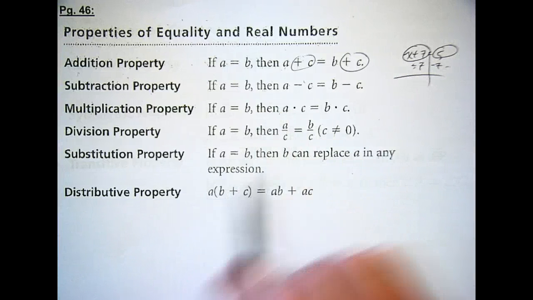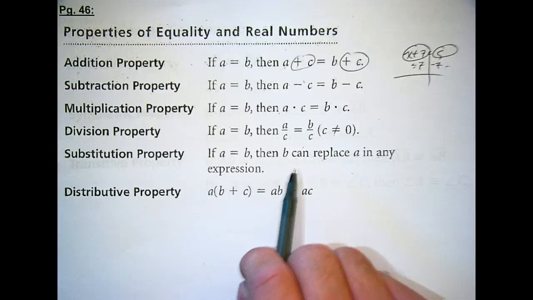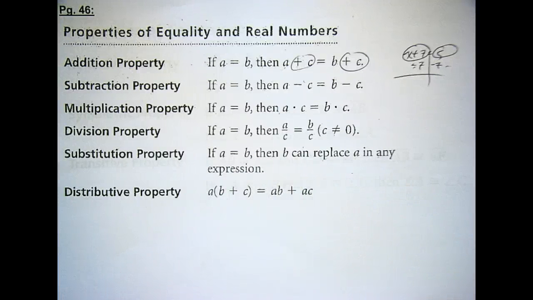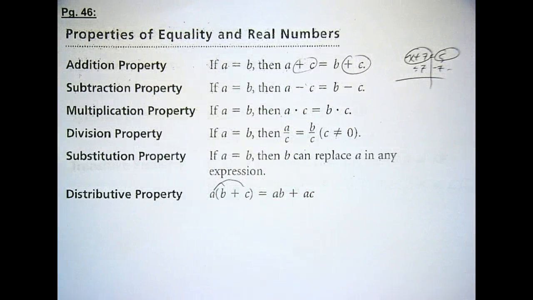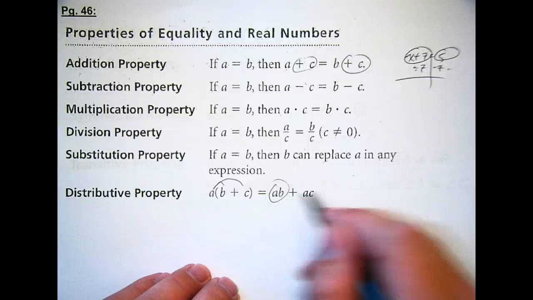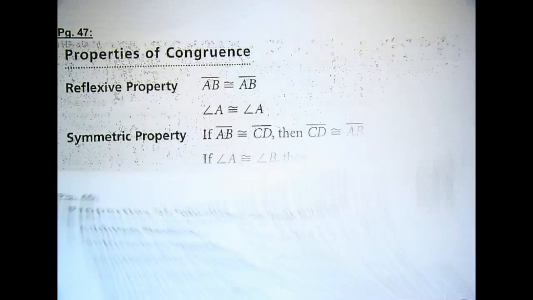Same thing with multiplication and division. Substitution, if A equals B, then B can replace A in any expression. You've done that with algebra. And then the distributive property. So all of these properties you've used all throughout algebra, you're going to still use in geometry. It's just expected that you know. Okay? All right, some of you look pretty excited, so we're going to move on.